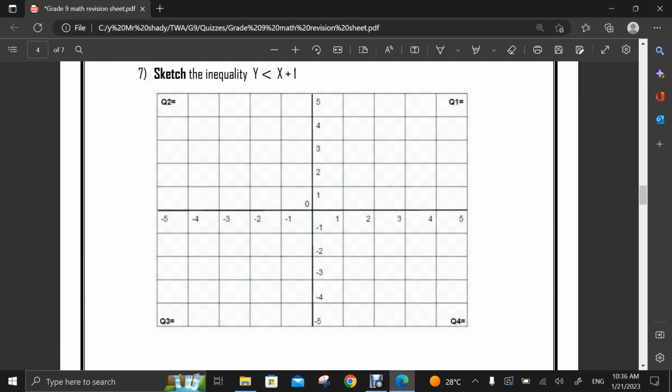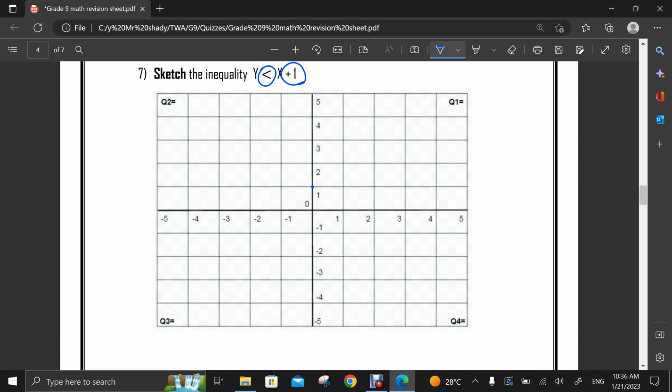Number 7, y smaller than x plus 1. So in this part, I have y smaller than, not smaller than or equal. So my line will be a dashed line. Okay? And then you search for the intercept on the y-axis, which is positive 1. What is positive 1? This one. And then what is the slope here? It is 1x. Okay? y smaller than x plus 1.